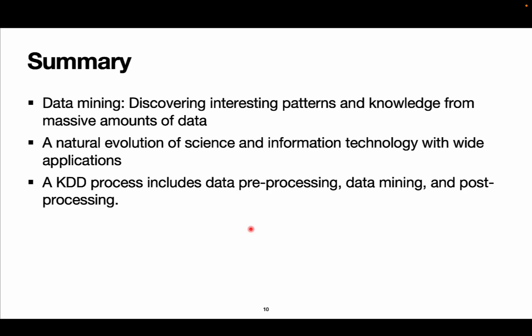In summary, data mining is the process of discovering interesting patterns and knowledge from the data. It's a natural evolution of science and information technology with many applications, and the KDD process includes data pre-processing, data mining, and post-processing.